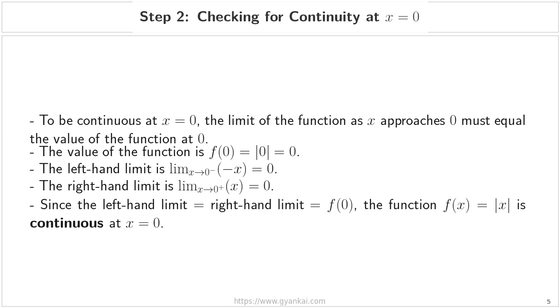Because the left-hand limit, the right-hand limit, and the function value are all equal to 0, we can conclude that the function f(x) = |x| is indeed continuous at x equals 0.